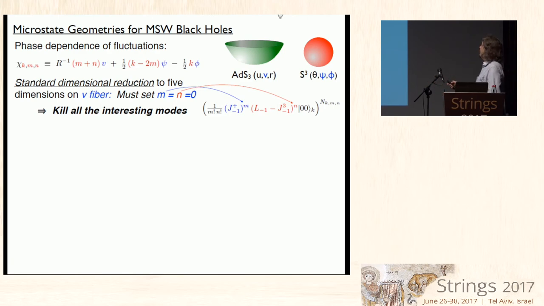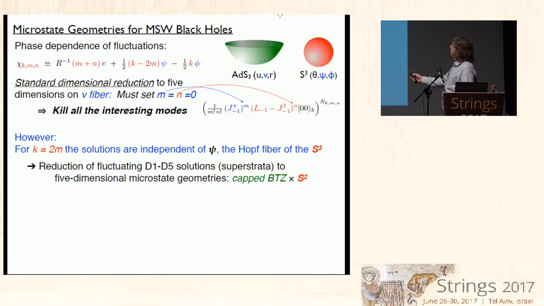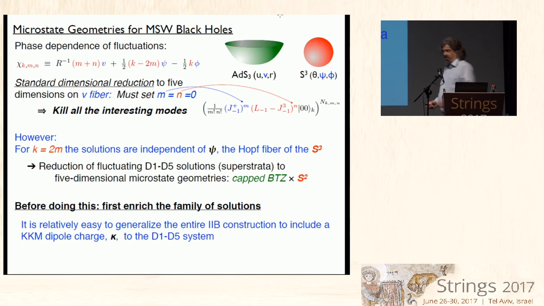However, there's a beautiful thing in this solution. If you look at k equals 2m, those modes are, in fact, independent of the Hopf fiber on the S3. So you can go down on the Hopf fiber of the S3, and you can then get a nice microstate geometry, which is dual to cap BTZ cross S2. I can explain that in a little bit more detail, but there's a little trick you want to do first, because you really want a three-charge or M5 brane charge thing at the end.